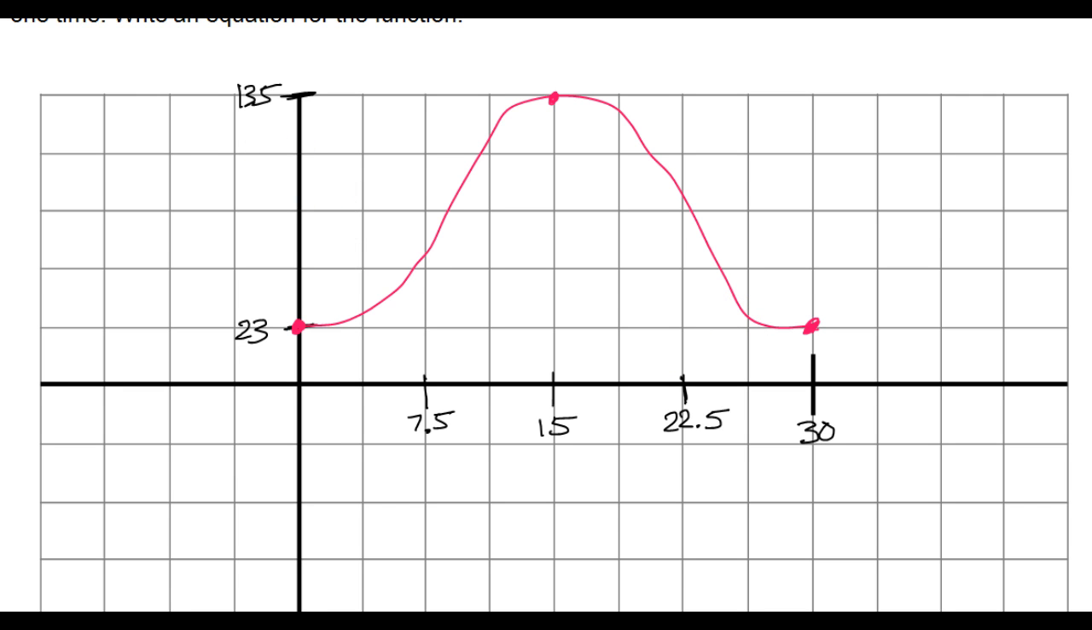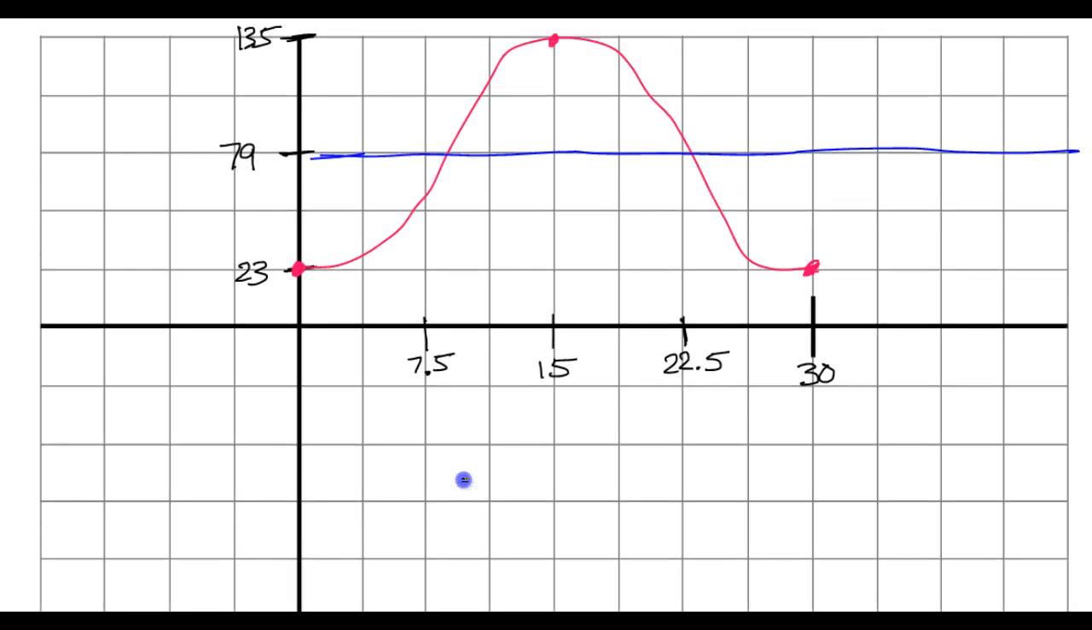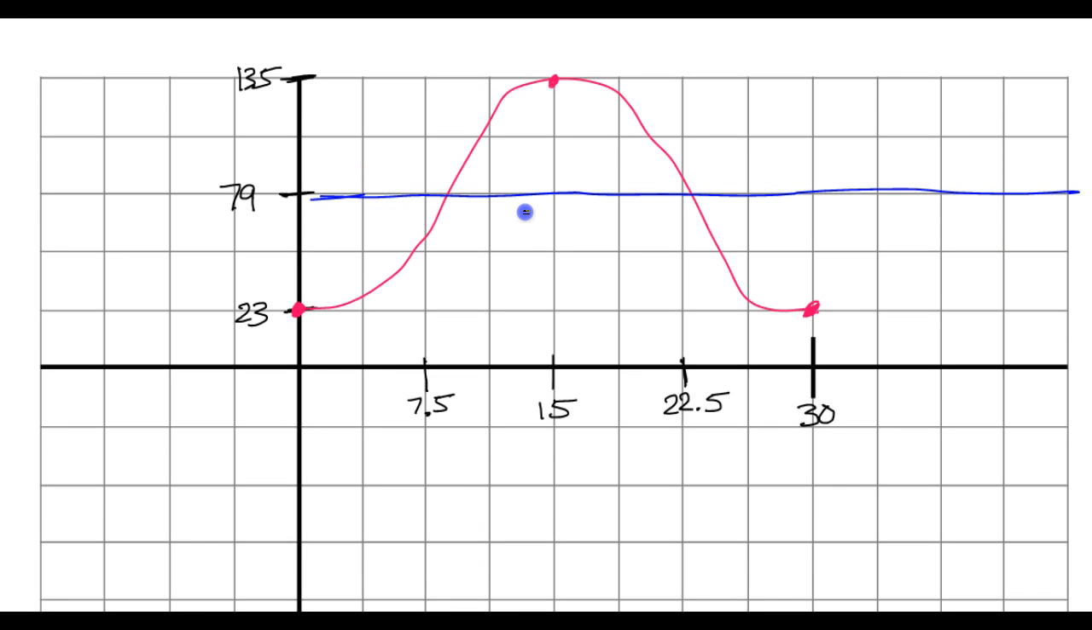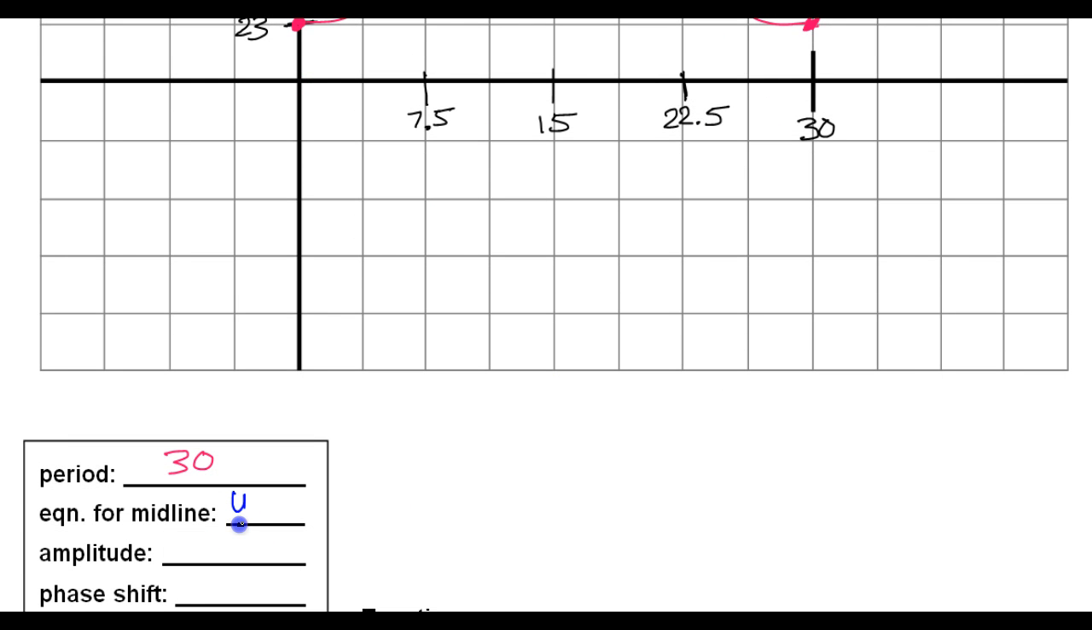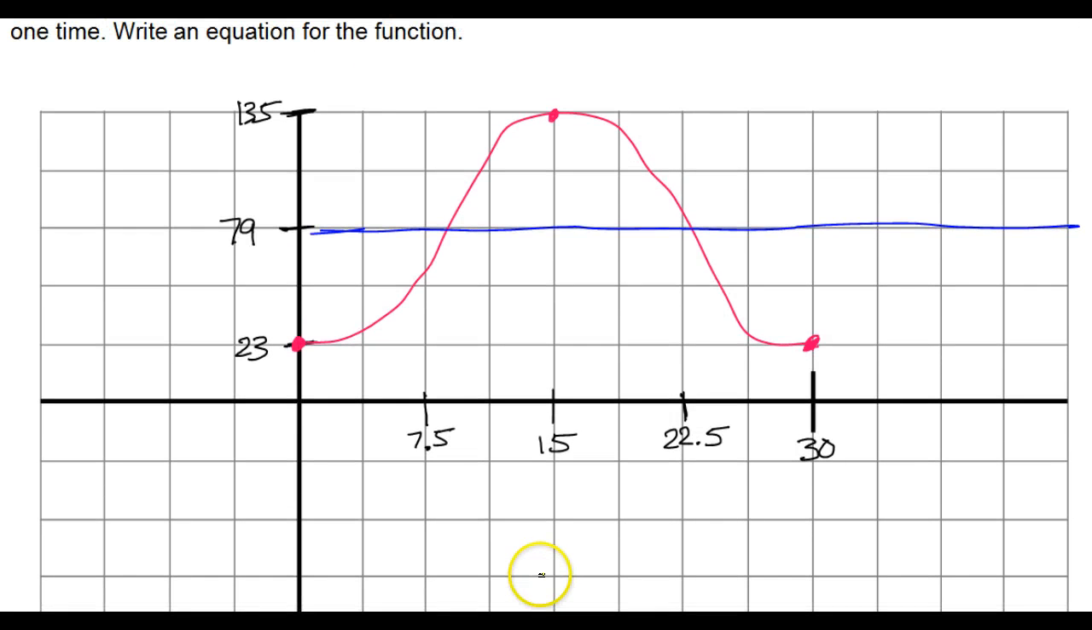So I'm just going to go ahead and mark this then as my 79, drawing not to scale. So this is my midline. Just for fun, I'm going to draw the midline as my blue line like I always do. So there's my midline at 79. Now, so my midline is y equals 79. Now let's talk amplitude.